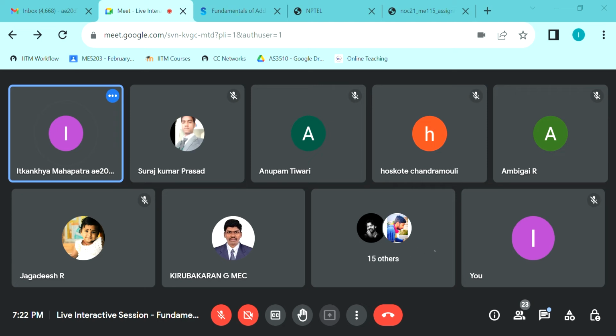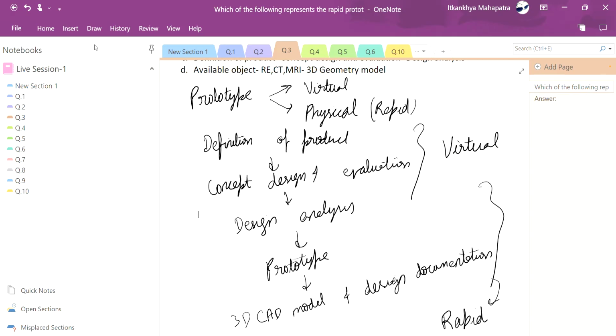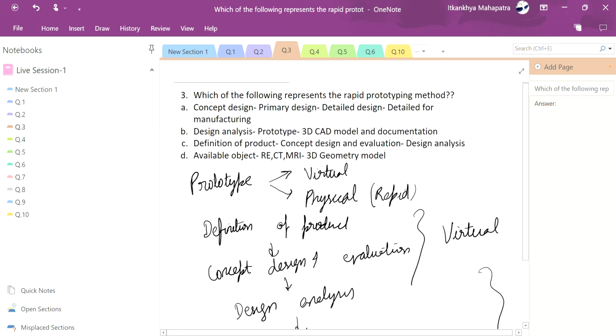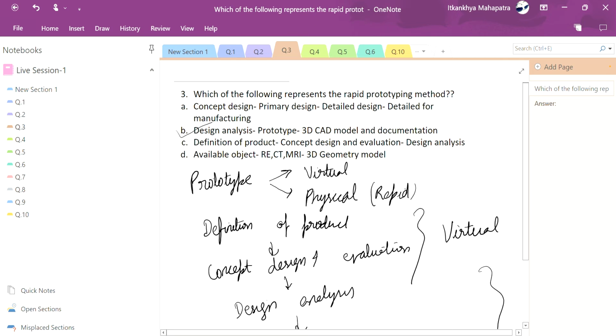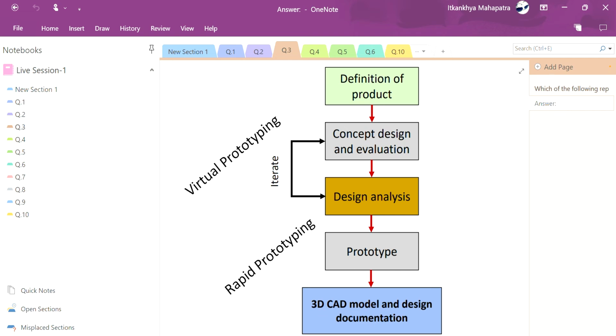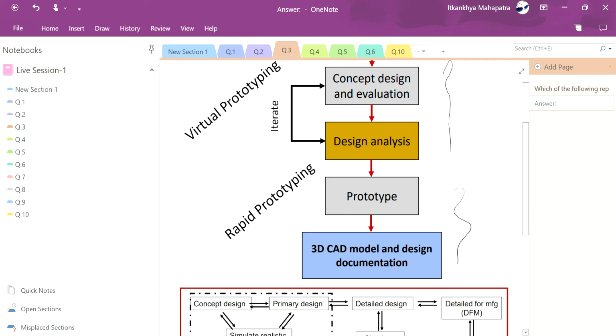And design documentation. So the answer is B and D, which are design analysis and available object. Let's understand this. Virtual prototyping, as I wrote: definition of product, concept design and evaluation, design analysis. These three come under virtual prototyping, while prototype, 3D CAD model and design documentation come under rapid prototyping.